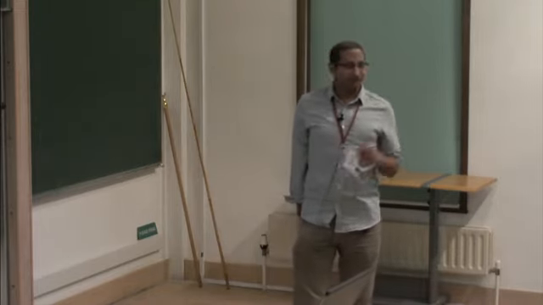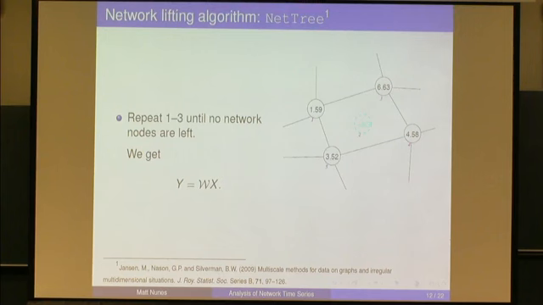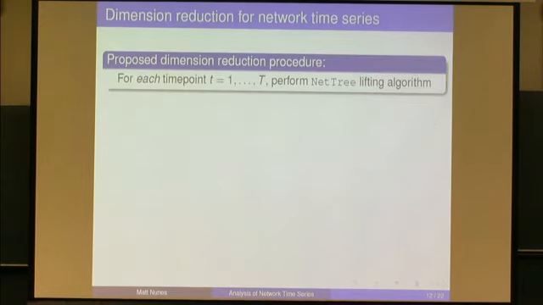So you've got this transform across the network, and how are we going to use this for a network time series? We fix time point 1, do our network lifting across the network, encapsulate that data, move on to time point 2, do the same thing, and so on and so forth up to the end of your time series. So you've done the same transform across the network, but just starting off with different data.